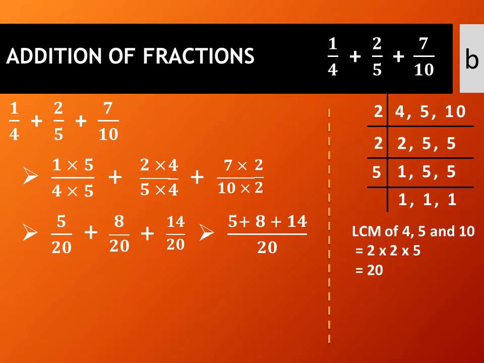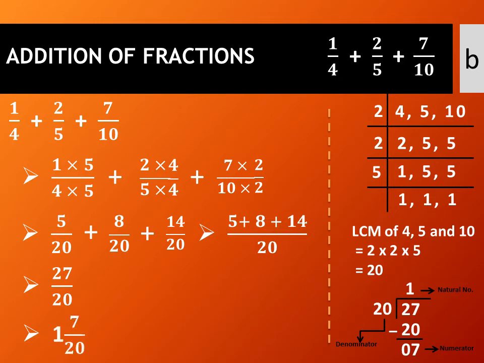Add all the numerators and the answer is 27. So the fraction is 27 upon 20. But see, the answer is an improper fraction, which means the numerator is greater than the denominator. So we convert it into a mixed number. So divide 27 by 20. And everyone knows how we convert an improper fraction into a mixed number. So the answer is 1 7 upon 20.